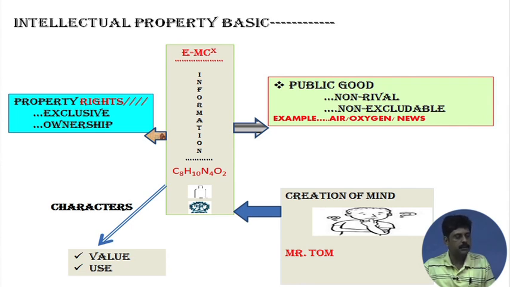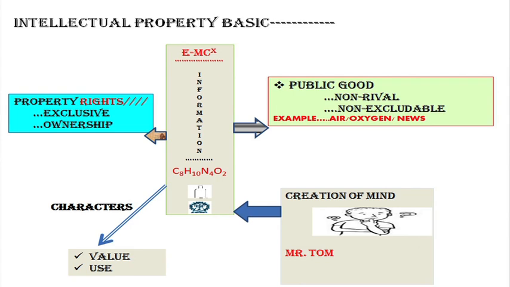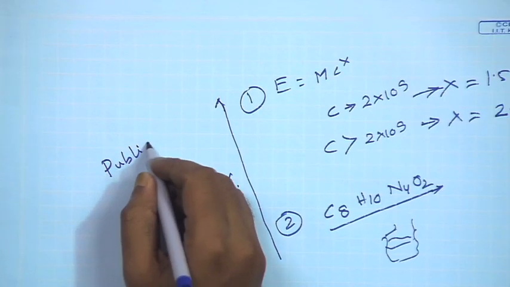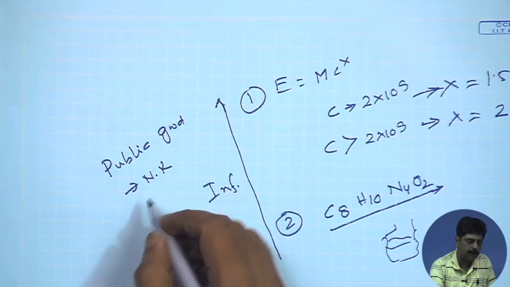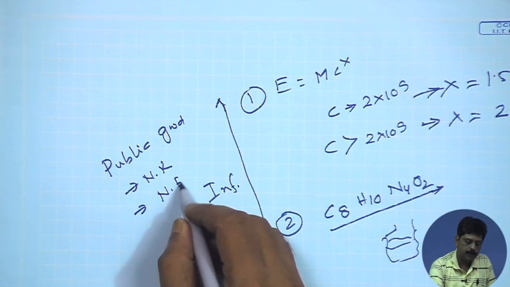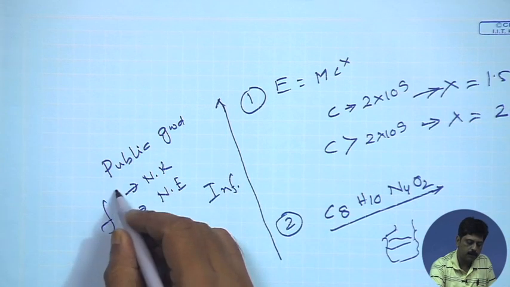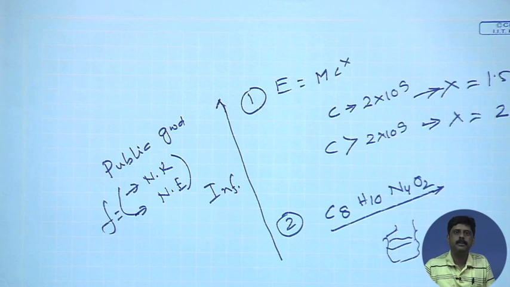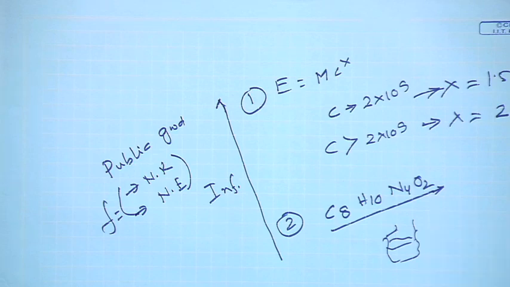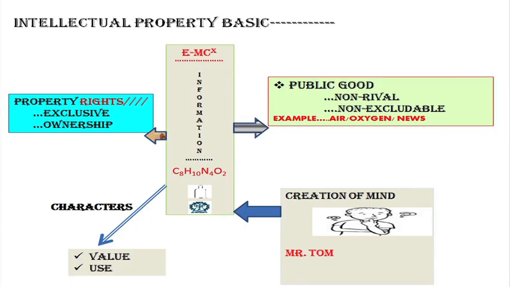So, if I consider information in the form of a public good, public goods are non-rival and non-excludable. So, what do you mean by a public good? You are telling non-rival, non-excludable. So, a public good is a function of non-rivalry and non-excludability. So, what do you mean by that? If I consider, let us say, oxygen, air or news. Similarly, E equals mc squared, that formula.